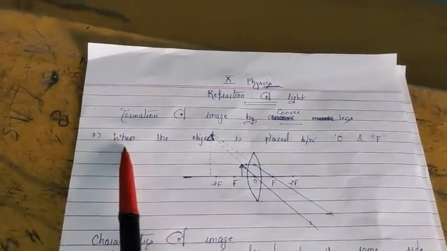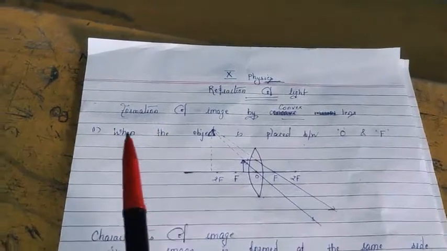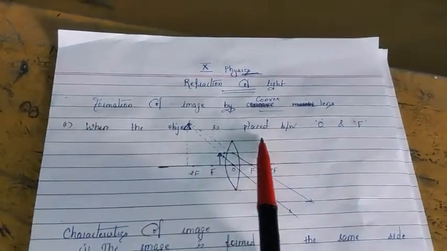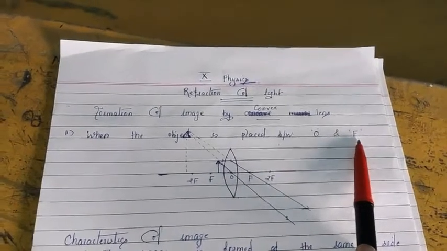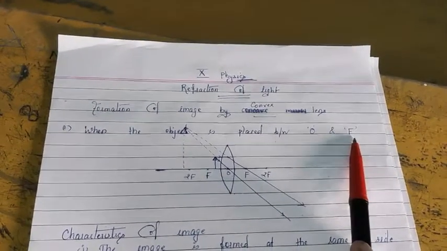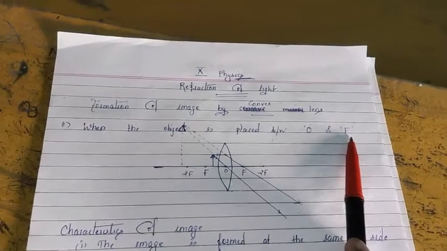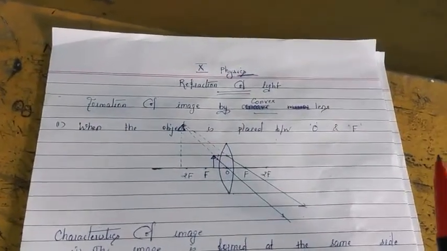We are going to study about the very first object. That is, when the object is placed between optical center and focus, then how the image is formed, which type of image is formed, what is the nature of the image, what is the size of the image, that we have to study in this video.